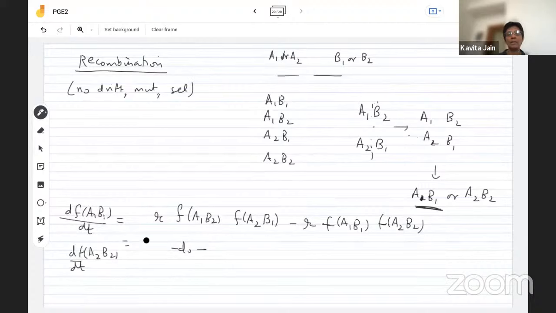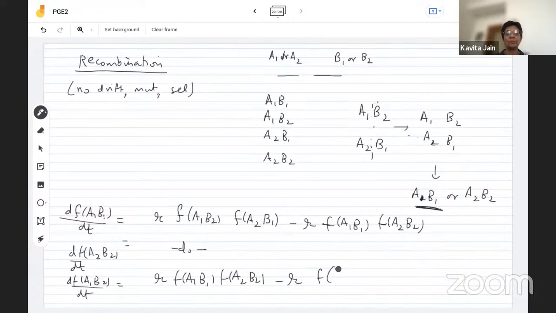Right? It will be basically all the same terms. But if I write for A1, B2, then it's just this: R times the frequency of A1, B1, A2, B2 minus, give me a second, Pratyush, A1, B2, A2, B1. And similarly, you can write for the A2, B1. Okay, that will also be the same.